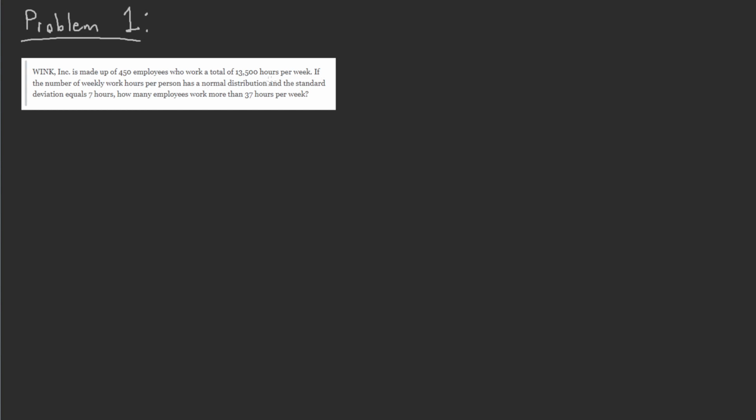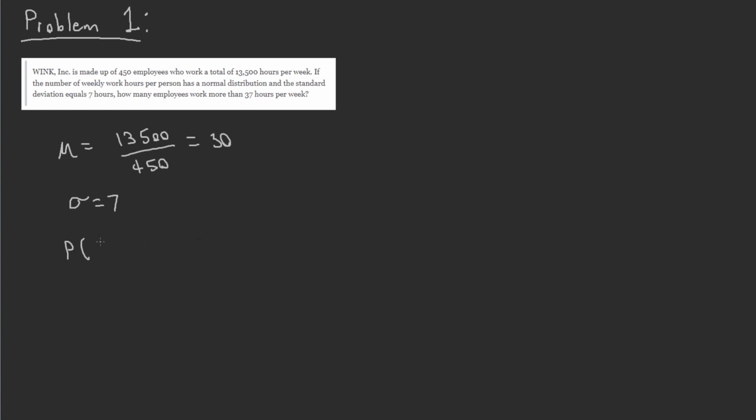However, we're given the total hours worked per week, and we're given the total number of employees. And so I would argue that it makes sense that the average number of hours worked is going to be the total number of hours worked divided by the number of employees. And so this will be the mean of our average weekly hours per person, and this is going to equal 30. And so now we have all the information because we have that our standard deviation is 7, and we're asked to compute the probability that a given person works more than 37 hours per week.